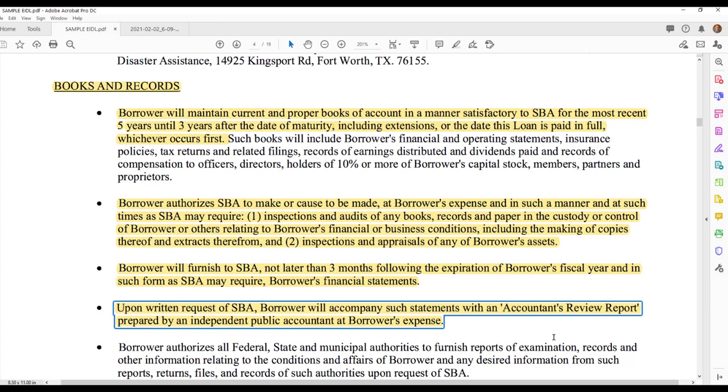So if you do not have an accountant, bookkeeper, or someone that is creating clean financial statements for you, and you have this loan, now is the time to hire someone to do that.